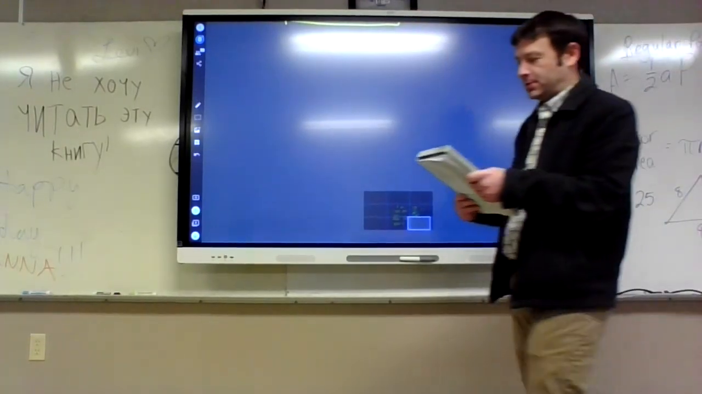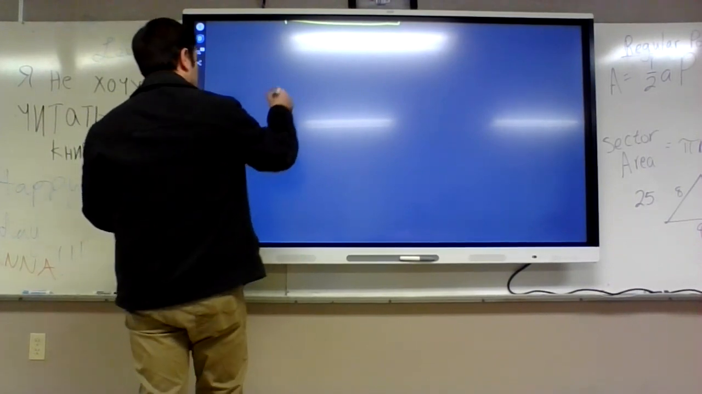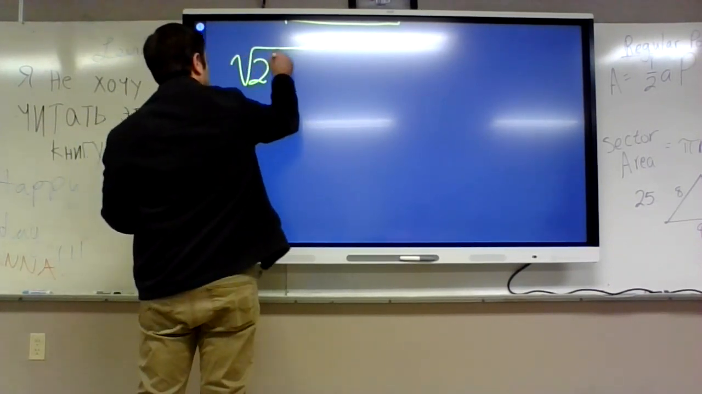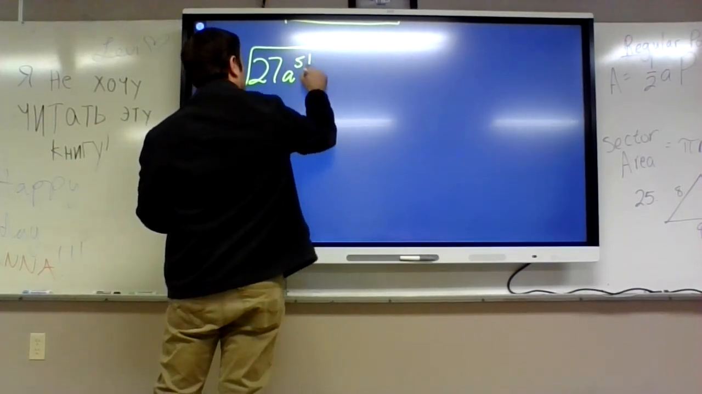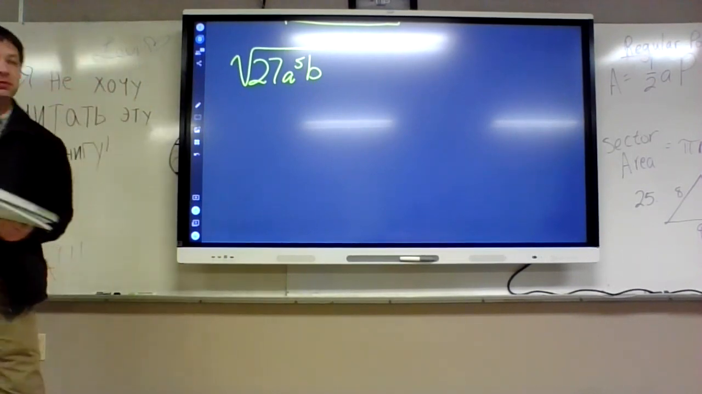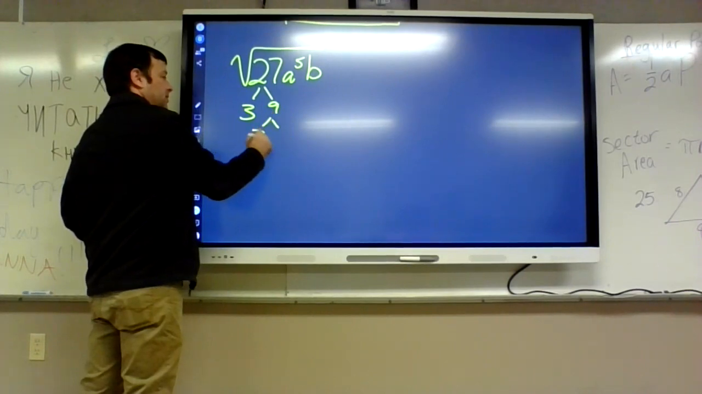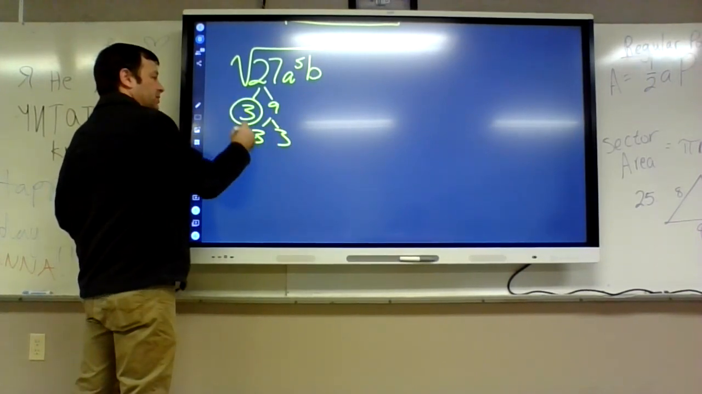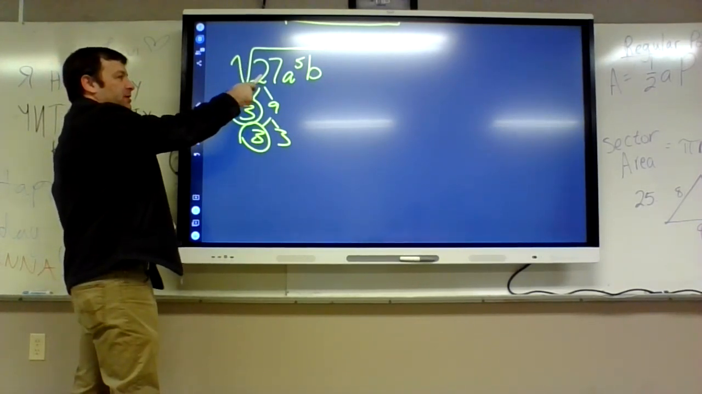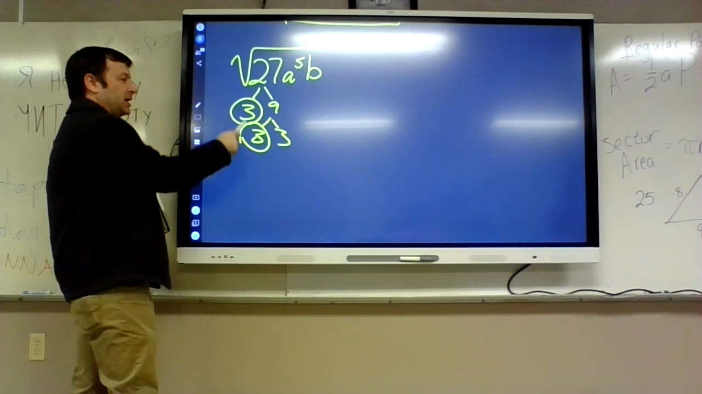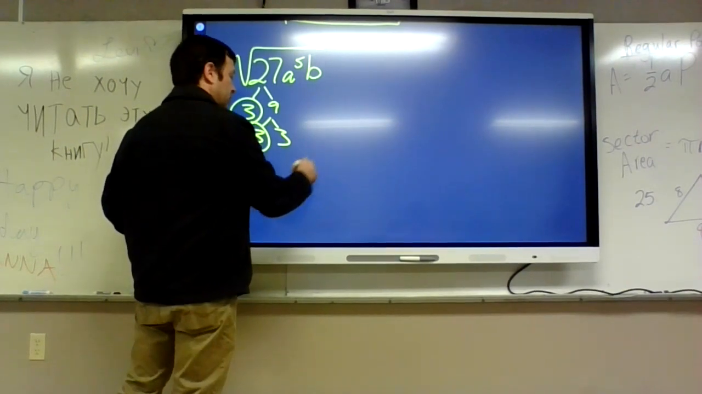Alright, number 7. I turned it in, just wrong. Alright, 3 and 9. As far as the letters go, if it's a square root, you can kind of use a decent calculator to simplify the square root of 27. But anyway, it's 3 square root of 3 for the number part.